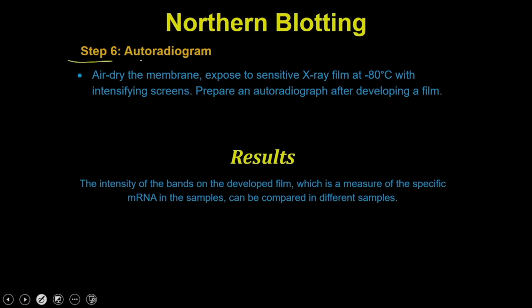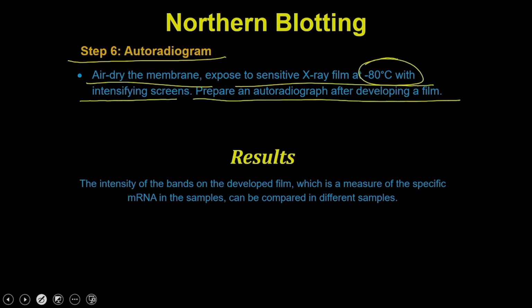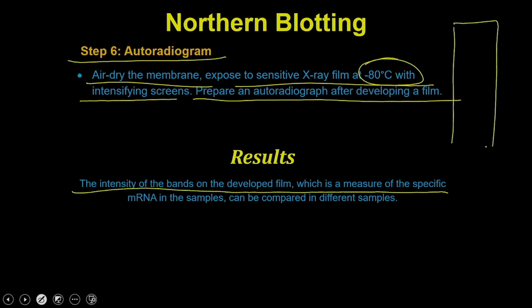In step 6, you are going to do the autoradiogram. So, you air dry the membrane and expose it to the sensitive X-ray film at -80 degrees Celsius with the intensifying screens. Prepare an autoradiogram after developing the film, and once you do that, you are going to see the results. What you are going to see is the band of your interest. So, suppose this is your treated sample and this is the untreated sample. It could be possible that the untreated sample does not have that band, or there could be a change in intensity. So, that is the kind of result you are going to see after the Northern blotting.